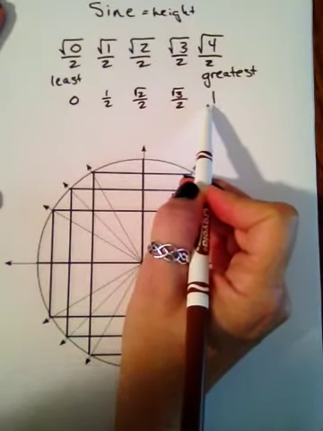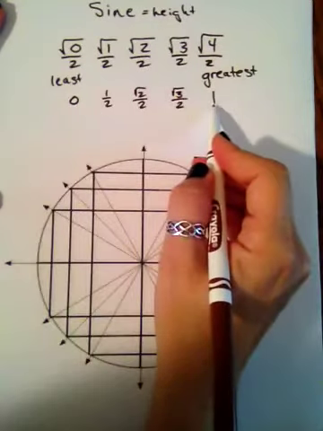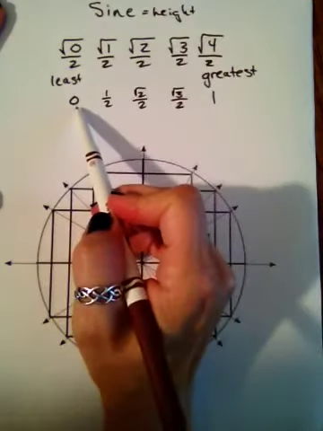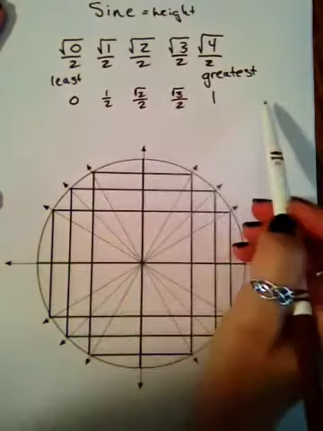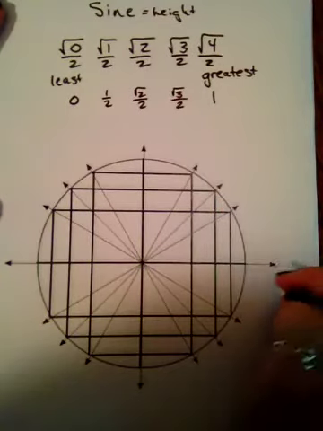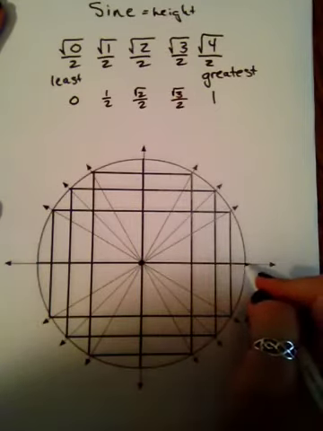Again, I'm not explaining why, I'm just showing you how. This is the smallest, this is the greatest. And since we're talking about heights, this is the smallest height, which would be no height at all, up to the greatest height of 1. So for this, we always start here. Here's our origin. We're going to start over on the right hand side.